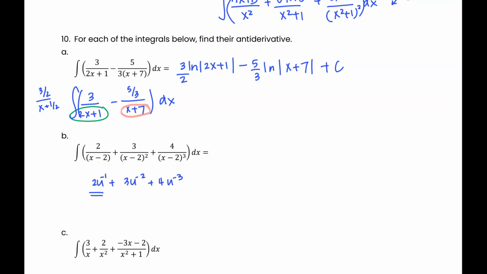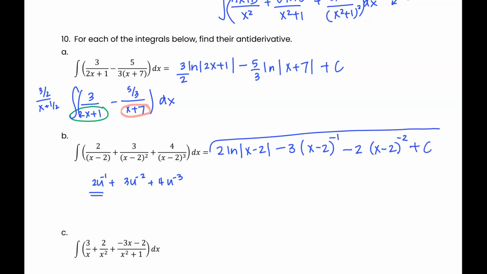So this answer here, the antiderivative is going to be 2 ln of x minus 2 plus 3. This one is going to be x minus 2 instead of to the negative 1. Of negative 2, it's going to be negative 1. And then we divide by a negative 1. So let's just change that to a minus. The next one, we're going to have our x minus 2 to the negative 2. And then we're going to divide by a negative 2. So I'll have a minus 2. 4 divided by negative 2 is negative 2 plus c.